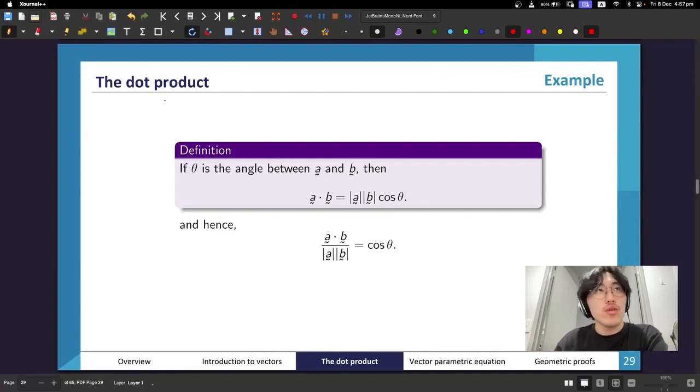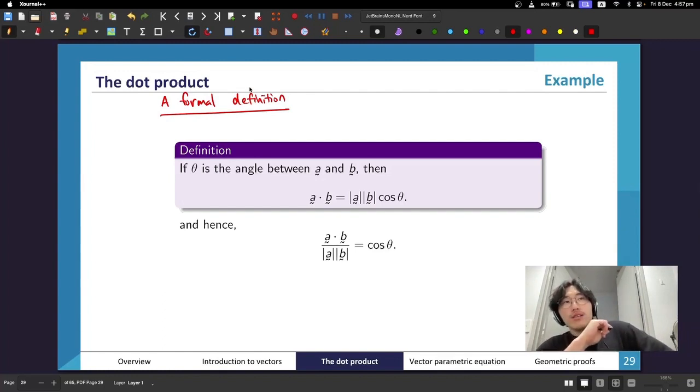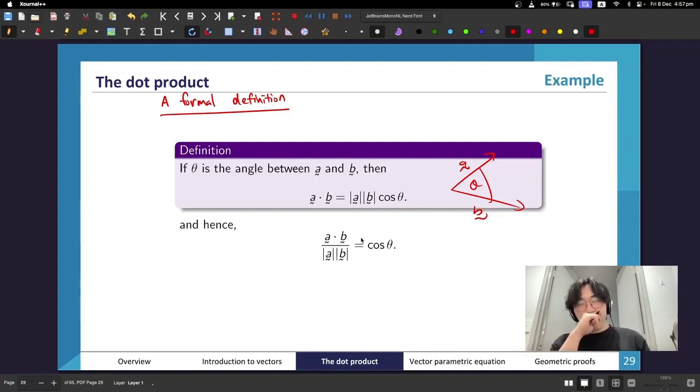Okay, now a more formal definition. So the dot product can be defined if theta is the angle between two vectors a and b. So for two vectors a and b, and we have theta, then the dot product is defined as the magnitude of a times the magnitude of b times the cosine of the angle between a and b. This is going to be really important later on.